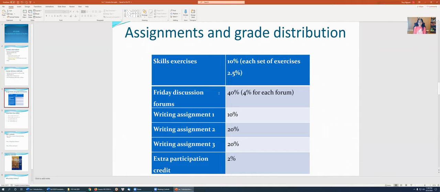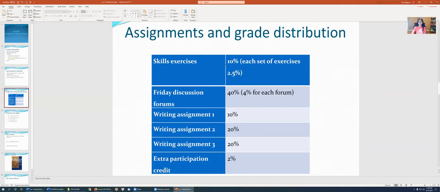And even though the grade distribution for some assignments is small, for example for the skill exercises for this class, each exercise accounts for only 2.5% of the grade, please keep in mind that all together they make up 10% of your grade, and that's why everyone has to work on every single assignment for this class. Okay, don't think of any assignment as too tiny, not worth your time.